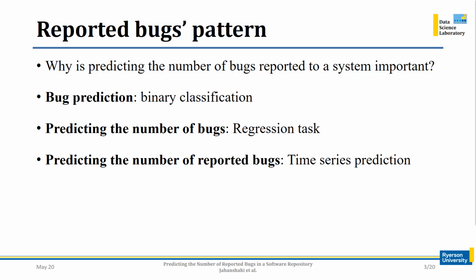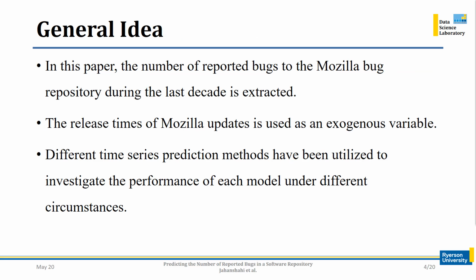That is, the number of bugs users of a product are reporting using bug tracking systems. The main concern of the paper I'm presenting is fulfilling the latter task. In this paper, using Python code, we have mined the number of reported bugs to the Mozilla bug repository, called Bugzilla, from January 2010 to December 2019. The data are split into weekly bug numbers, and there exist 522 weeks in total. As an exogenous factor, we extracted the release times of Mozilla updates to see whether multivariate modeling can enhance the performance of the prediction models.